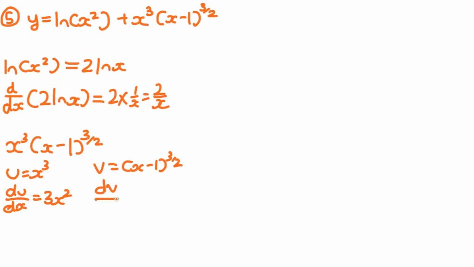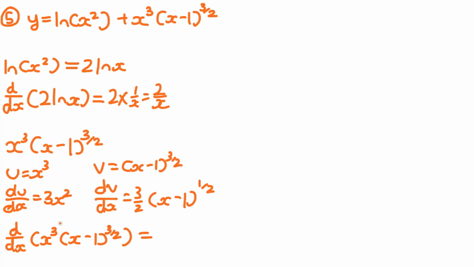So dv over dx is equal to the inner function differentiated. The inner function is x minus 1, and differentiated it is just 1, because it's x differentiated, which is 1. So it's 1 multiplied by the outer function differentiated, which isn't going to have an effect. So we just do the outer function differentiated, which is this power of 3 over 2. This comes down as the coefficient, x minus 1 stays, and now it's to the power of 3 over 2 minus 1, which is a half.